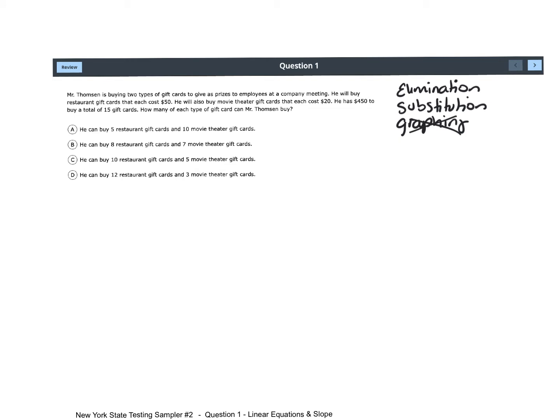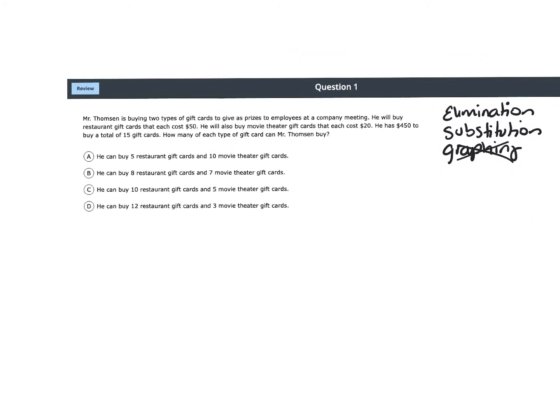So the first step is to actually write both equations. This is a little bit tricky. It's important to have some variables. So for me, I'm going to say that we have restaurant gift cards that cost $50 each, and movie theater gift cards that are $20 each. So let's go ahead and write some let statements. Let R equal restaurant cards, and let M equal movie gift cards.